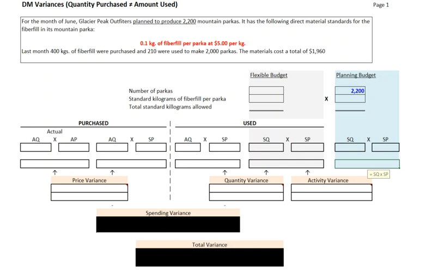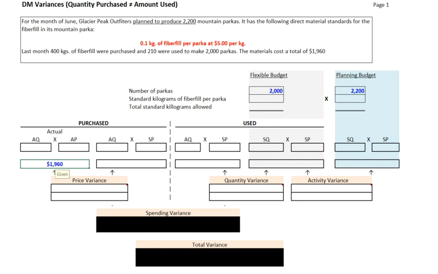Glacier Peak has the following direct material standards for fiber fill in mountain parkas. Each parka requires 1/10 of a kilogram at a cost of $5 per kilogram. Last month, 400 kilograms of fiber fill were purchased and 210 were used to make 2,000 mountain parkas. So as our first step, we need to redo our budget as a flexible budget based on our actual level of production, which was 2,000 parkas. And we're told the material we purchased cost us $1,960. Let's go ahead and put together that planning budget.